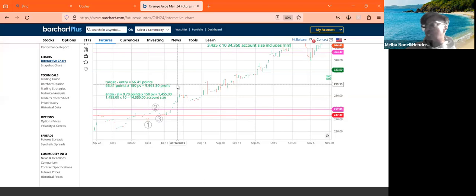And then the actual stop loss is 247.30. And our entry is 257. Excellent. So we have all of our values now.